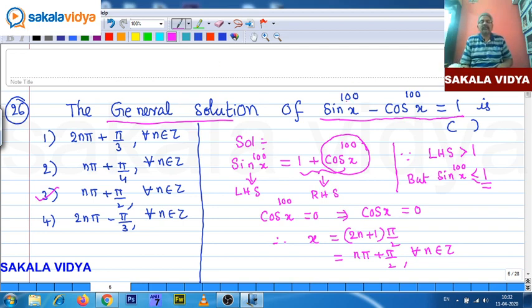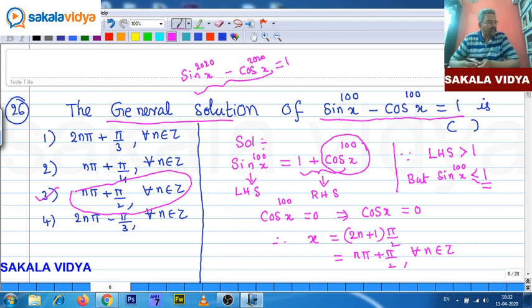Even sin x to the power of 2020 minus cos x to the power of 2020 equal to 1 gives the same answer, so don't get confused. The question may be given like this: sin x to the power of 2020 minus cos x to the power of 2020 equal to 1. The option is the same, you will get the same option. I will explain it.